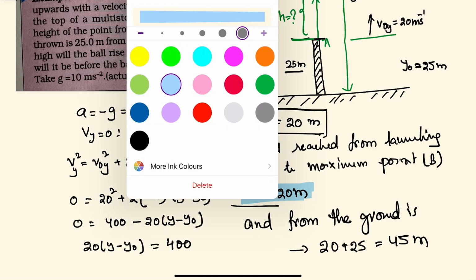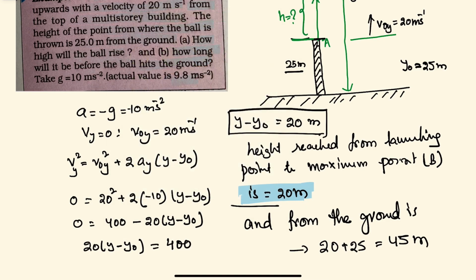What is that? How long will it take before the ball hits the ground? What is the time taken from this point to this point? What is the time taken, right? So we will go with two methods. It's your wish. We will divide it, from here to here one part and here to here the other part, or simultaneously we can do one problem. It's your wish.